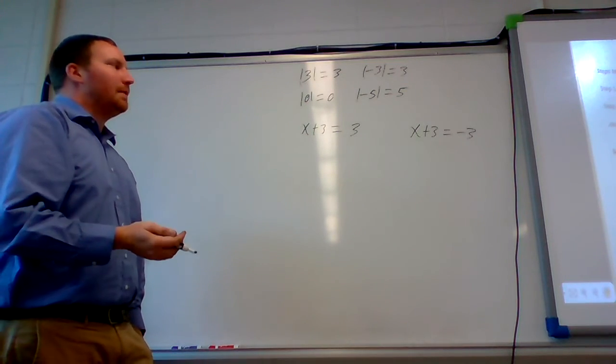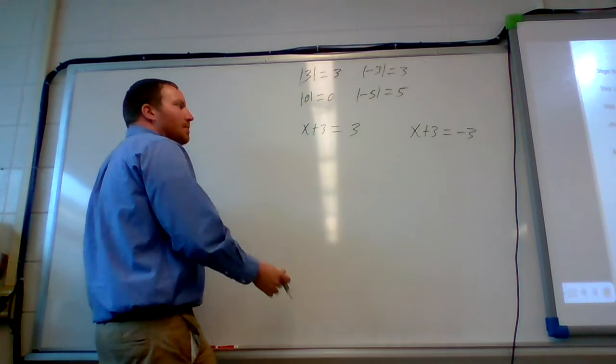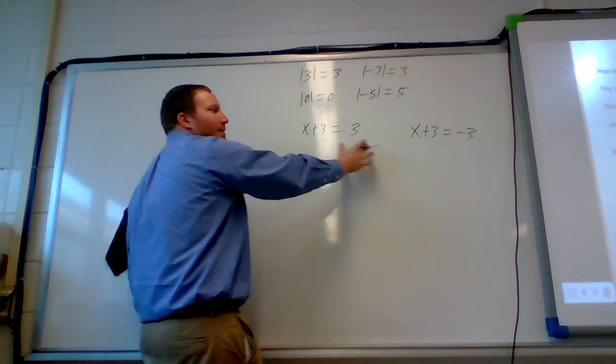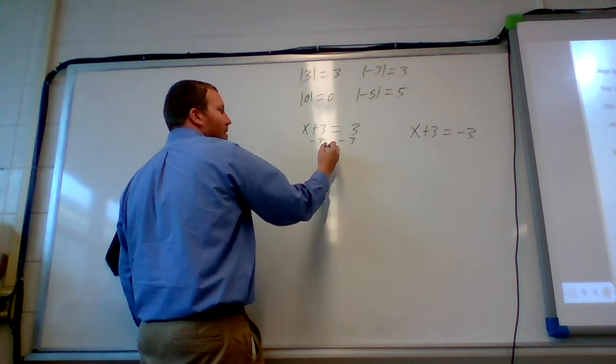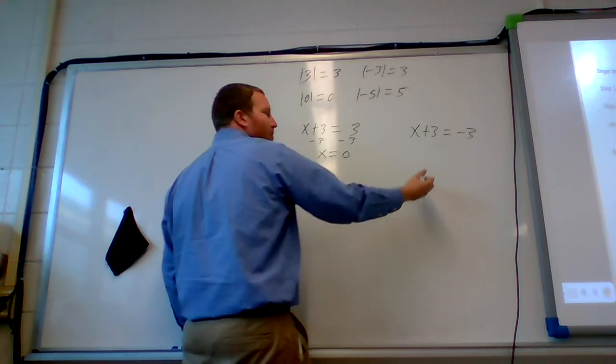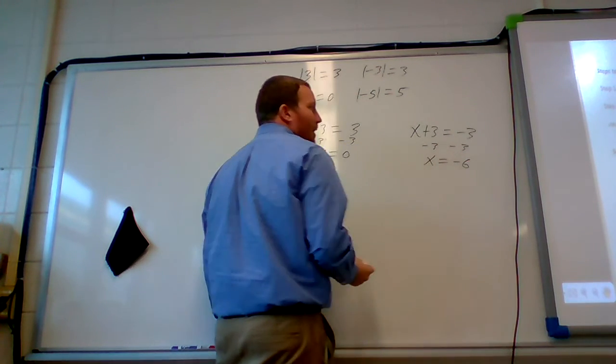And once we've done that, now we solve for x in both of our equations. The nice thing is, whatever you use to solve for this x, you can use those same steps to solve for that x. So we would subtract 3, we get x equals 0. Subtract 3, we get x equals negative 6.